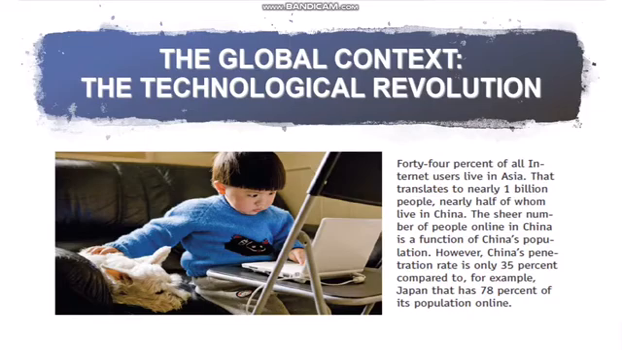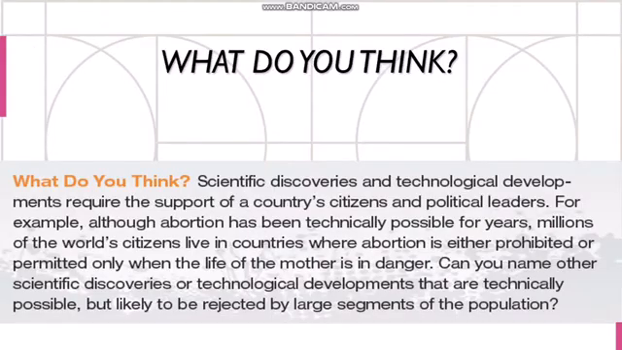The global context. 44% of all internet users live in Asia. That translates to nearly 1 billion people, nearly half of whom live in China. The sheer number of people online in China is a function of China's population. However, China's penetration rate is only 35%, compared to, for example, Japan, which has 78% of its population online. Read this information about scientific progress. What do you think about it? Your opinion?